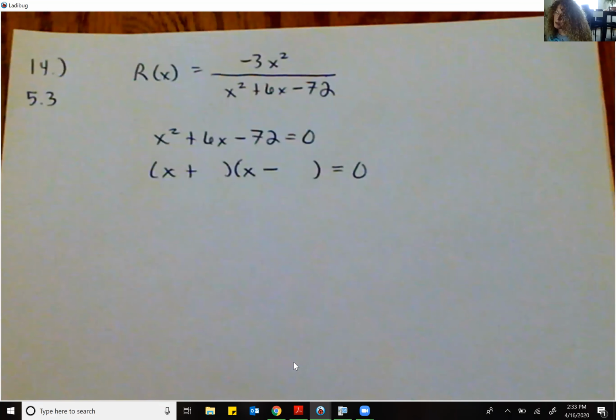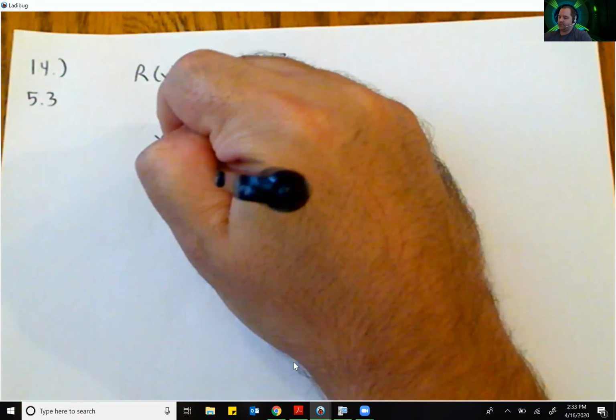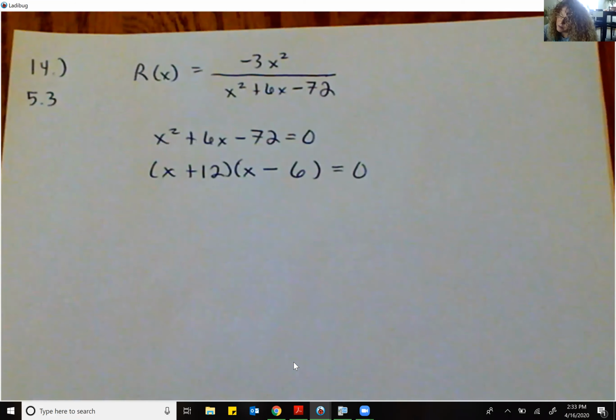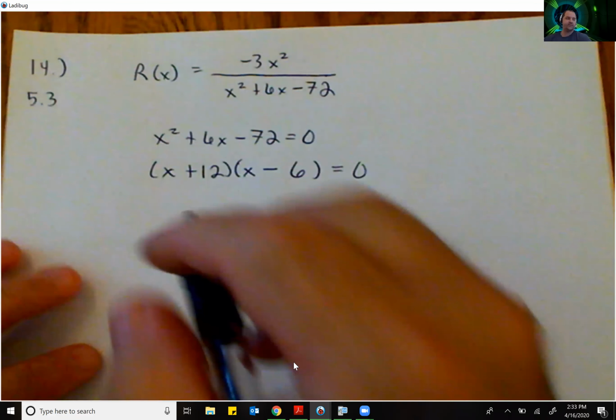Off the top of my head, I am not certain on this one. Nope, it's not that one. That's what I thought. All right, so it'll be a positive 12 and a negative 6. Okay, and then what do we do with these parentheses?